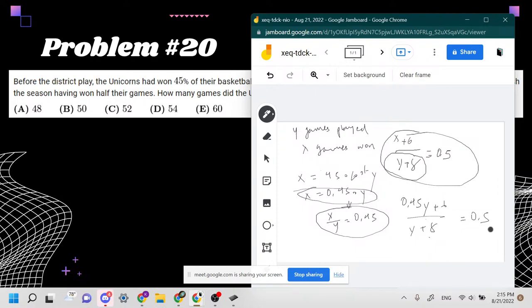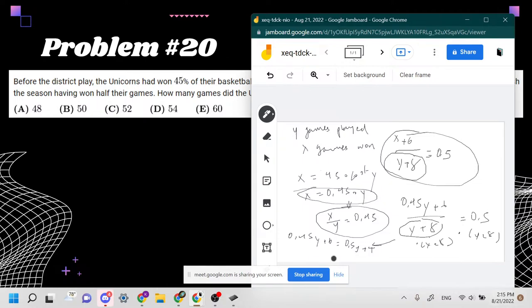So, the first step is to multiply both sides by the denominator, right? This is like undoing the equation, because the last step we did was dividing. The denominator is y plus 8, so if we multiply both sides by y plus 8, we'll end up getting 0.45y plus 6 is equal to 0.5y plus 4.